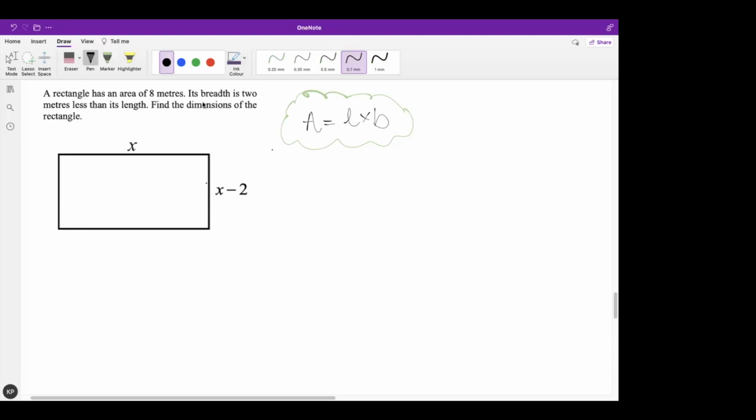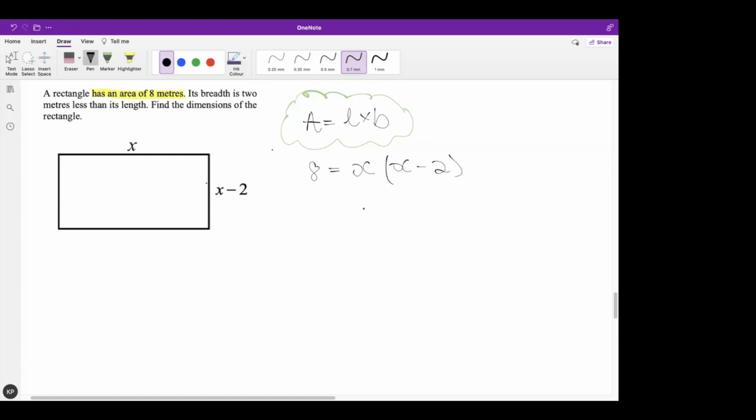We substitute, beautiful Alice. What do I substitute where it says A, area? 8, because it told us that a rectangle has an area of 8 meters. There we go. 8 equals, what is my length? You must be vigilant, guys. So it's x times, what is my breadth? X minus 2, but you have to put it in brackets.